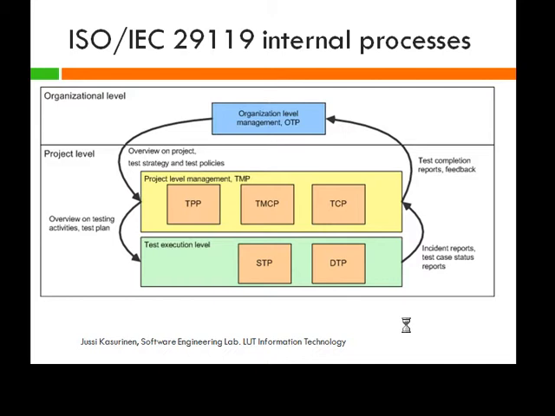And here it's even further simplified. There's organization, there's projects, and the organization level management gives strategy and policies to the project level management, which does the test plan, test management and control, test completion, and hands it over to the test execution level, where there's static things that are always done, and dynamic things which are done when they are needed or when it's time to do them. And the organization gives orders to lower levels, and lower levels give feedback to the upper levels.